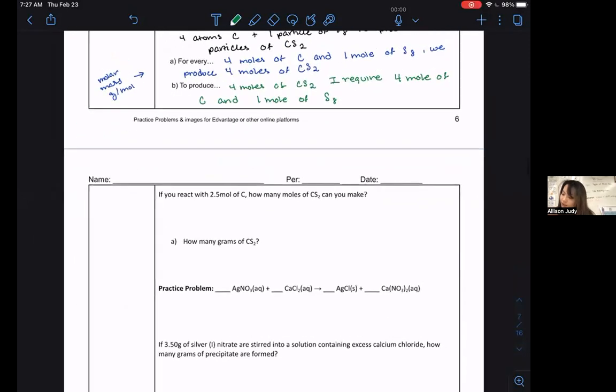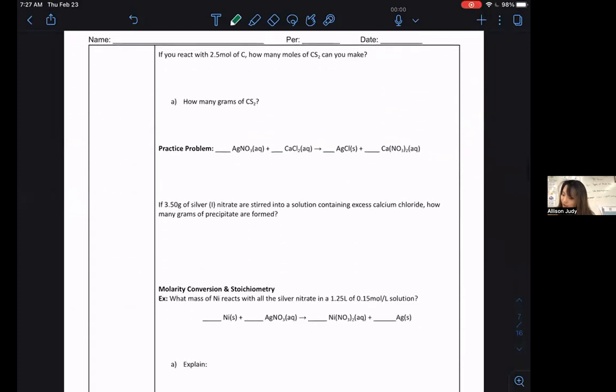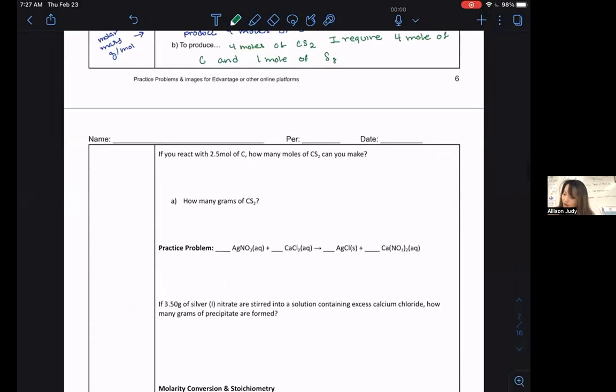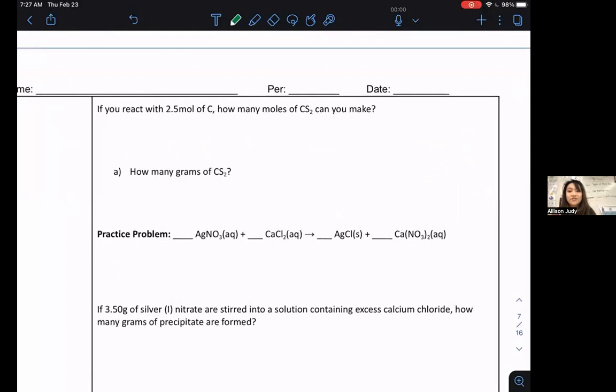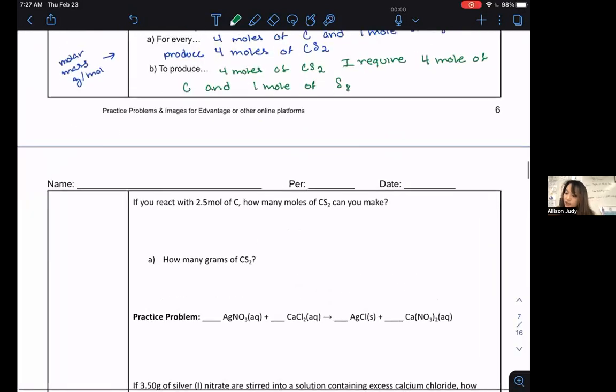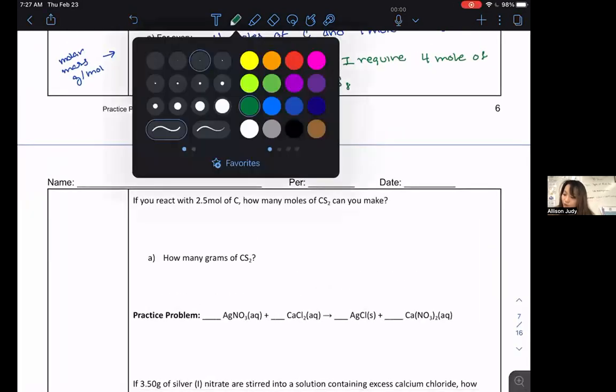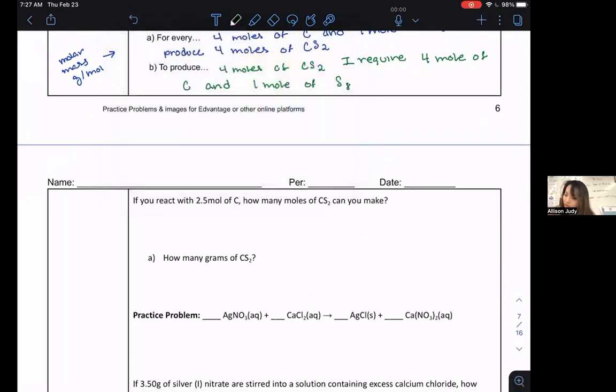So let's go through a couple example stoichiometry problems and then we'll be kind of done for the day. If you react 2.5 moles of carbon, how many moles of carbon disulfide can you make? Just like with any unit conversion, we start with what we know and create a little map for ourselves.